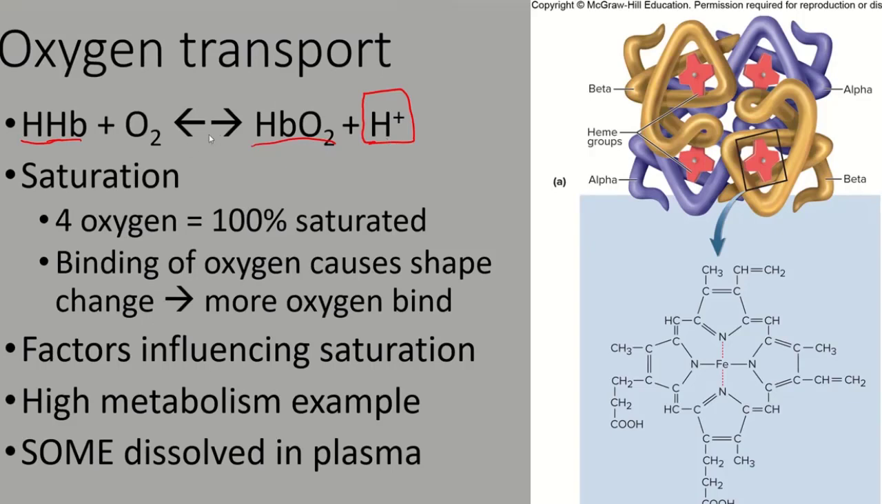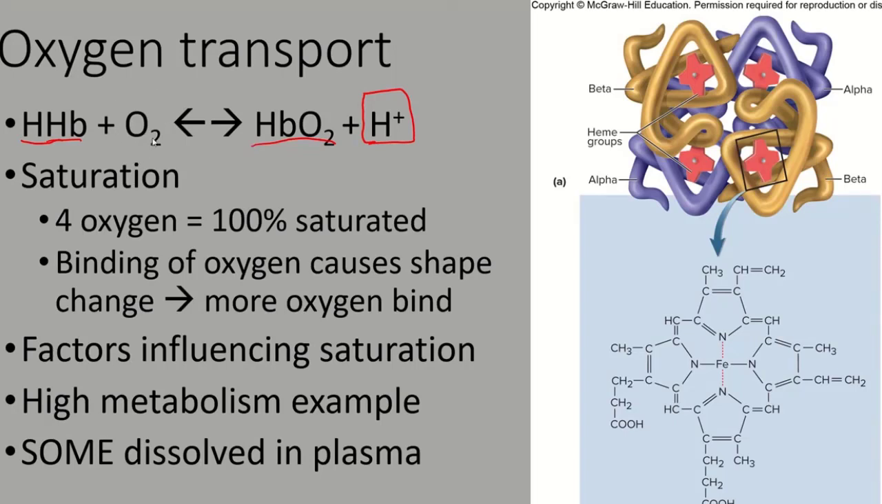But remember what the double-headed arrow means? That means that this can go in both directions. So if H plus attaches to hemoglobin, then the oxygen falls off, and we get deoxyhemoglobin and oxygen. So this can go both ways, just depending on if there is more H plus or if there is more O2.